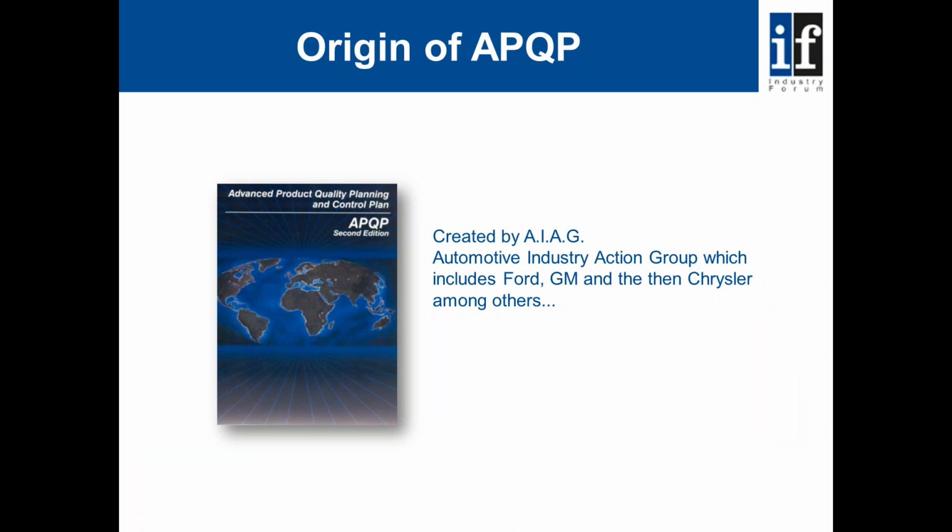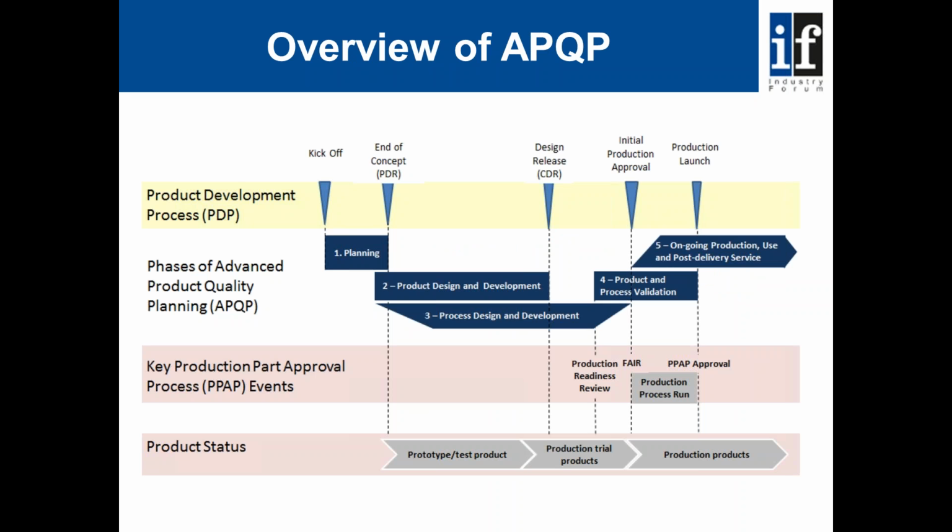The origin of APQP goes back to the automotive sector, and the first real version of this was authored by the Automotive Industry Action Group, or the AIAG, which includes Ford, GM and at the time Chrysler, among others. The AIAG created a five-manual set, often called the Blue Books, which cover what were known as the automotive core tools. And the aerospace industry has leaned heavily towards the automotive approach and the frameworks contained within the Blue Books.